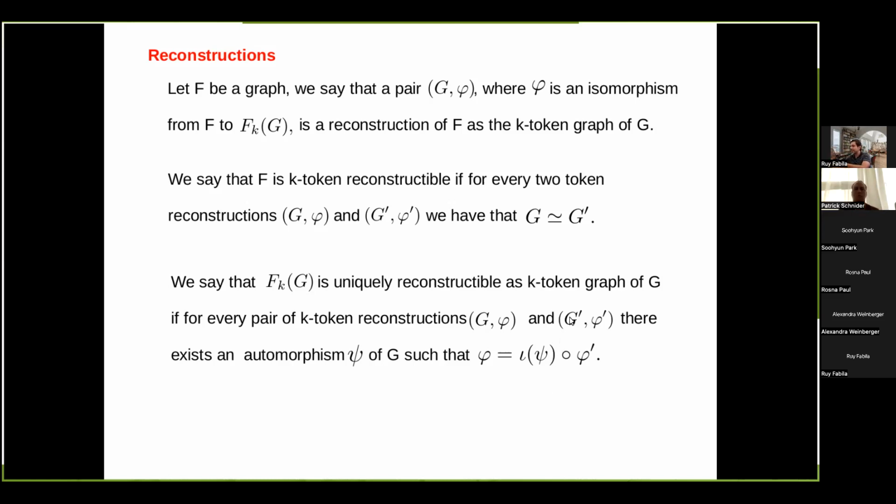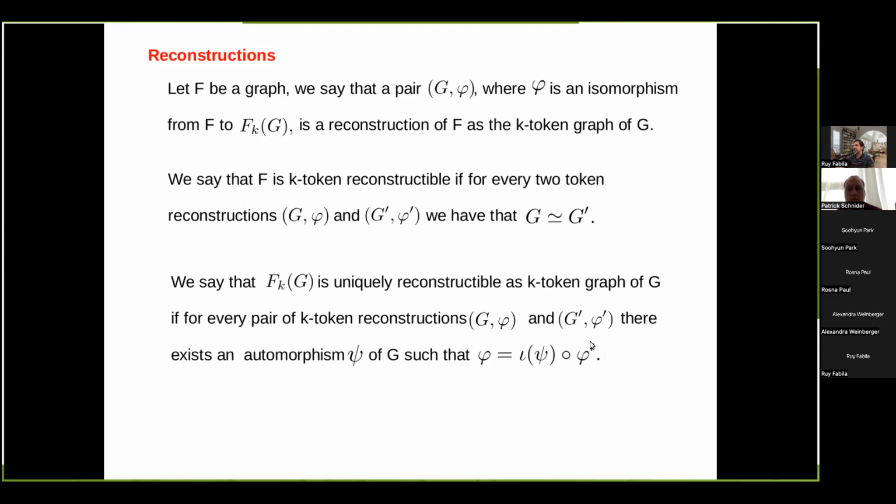Okay, so here it should say G, not G prime, right? So recall that phi is an isomorphism from F_k(G) to itself. It's now an automorphism of F_k(G), and phi prime is as well. And now we say that it's uniquely reconstructible whenever you have two such reconstructions that are related in this way: one is the composition of the other with an automorphism of G.